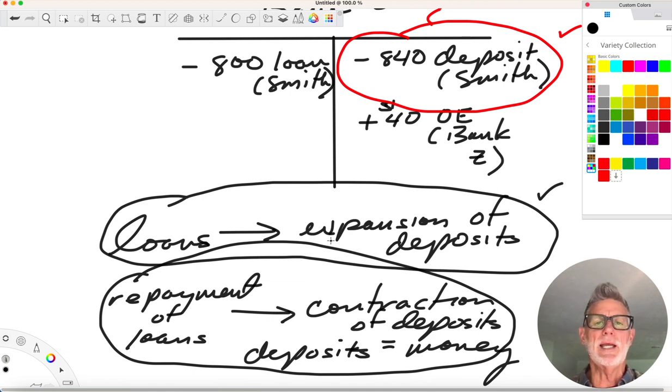Learning this money and banking material, beginning to get a grasp of this, will really help you understand the world you live in.